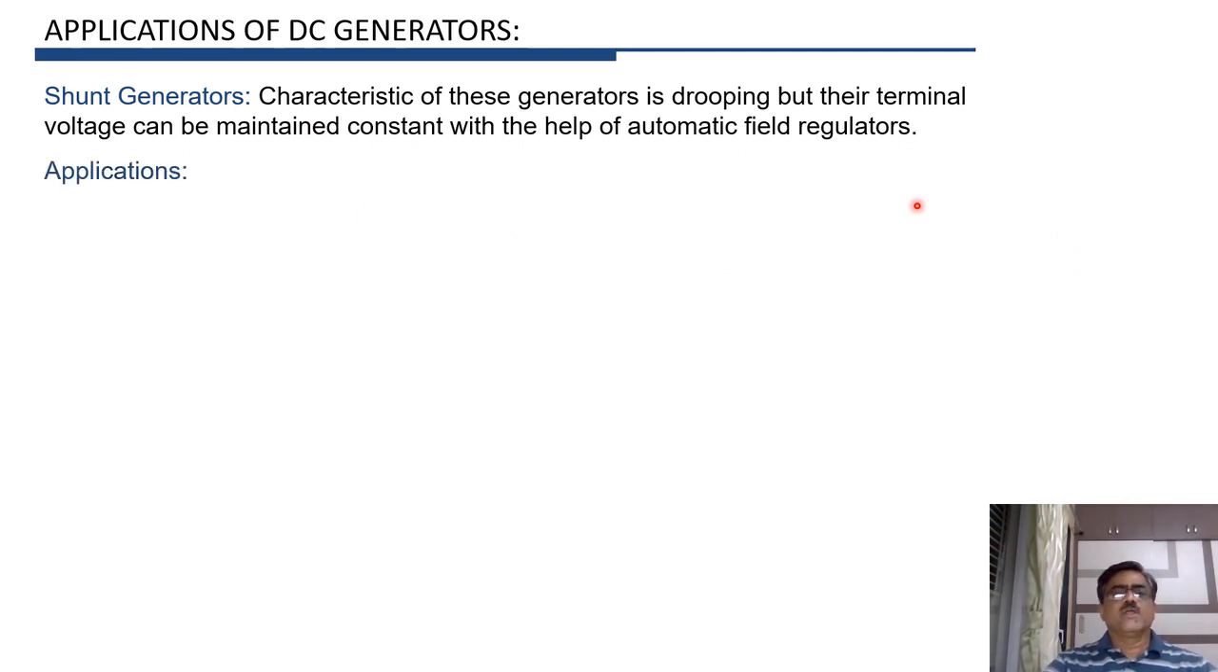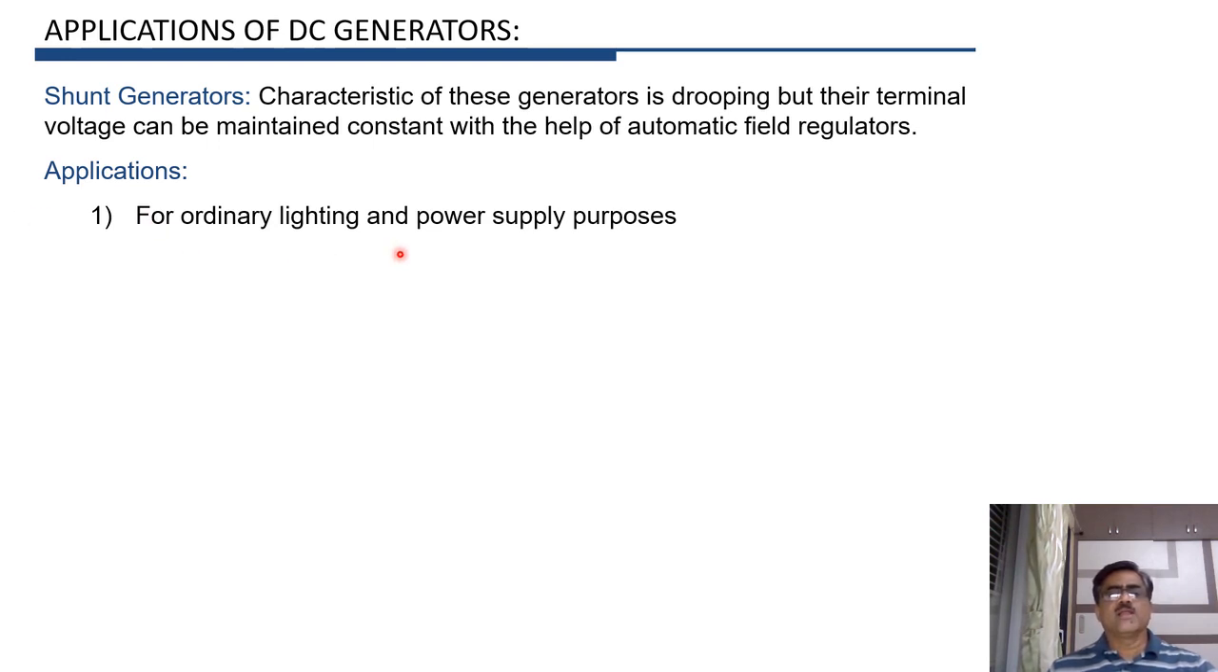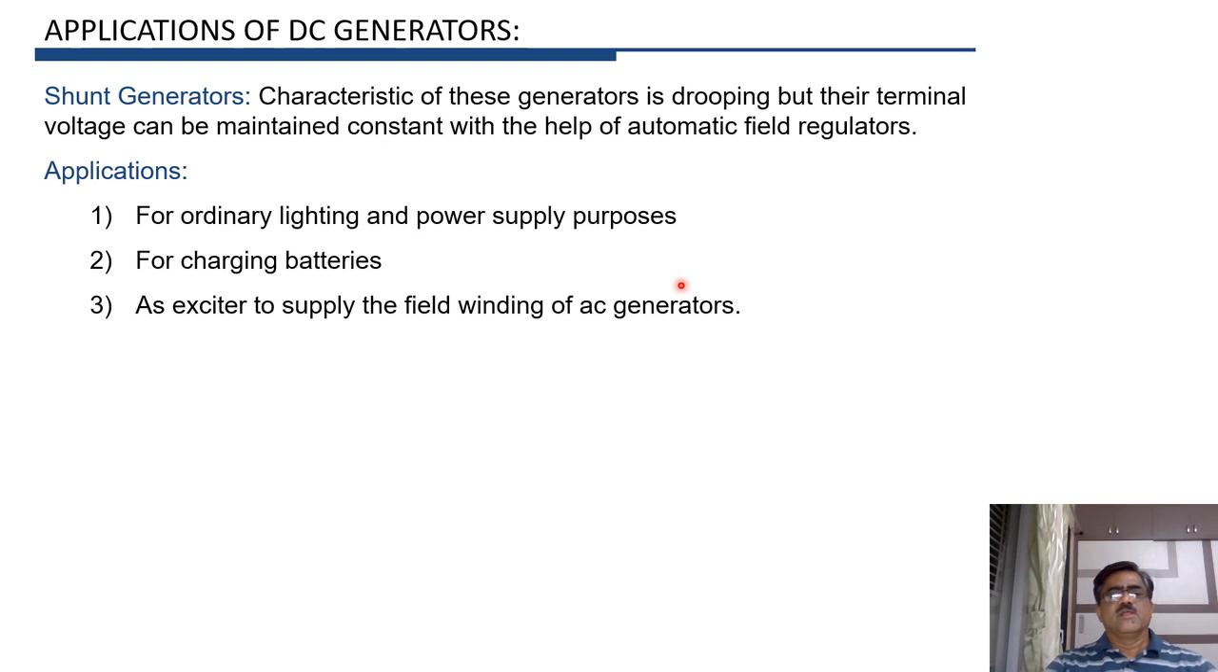And therefore the shunt generators can be used for ordinary lighting and power supply purposes because of their constant voltage. Then shunt generators can also be used for charging batteries. Then it can be used as exciter to supply the field winding of AC generators. Means field winding of AC generator needs DC excitation, and it can be provided by shunt generator.